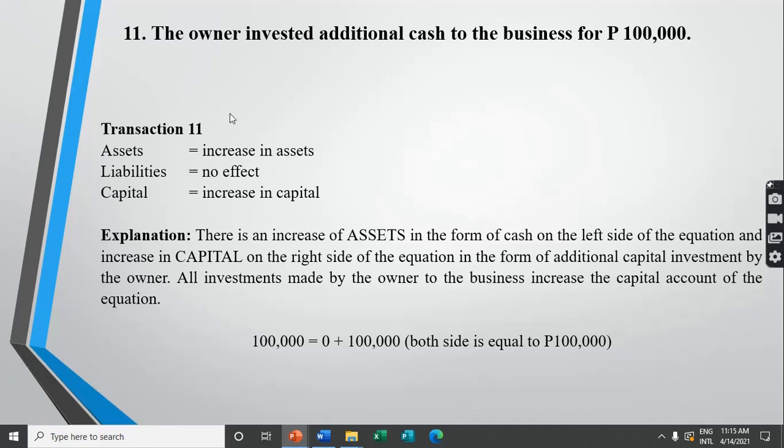Okay? There is an increase of asset in the form of cash on the left side of the equation and the increase in capital on the right side of the equation in the form of additional capital investment by the owner. Ayan. So, lahat ng investment made by the owner to the business increase the capital account of the equation. Kaya, nag-increase ng both side yung ng 100,000. Okay?